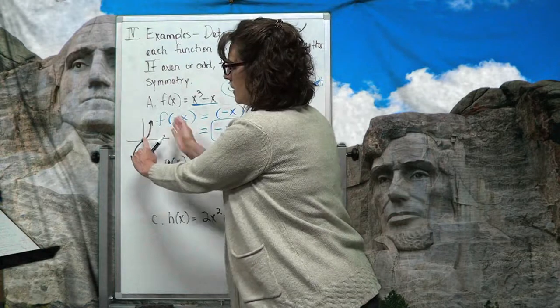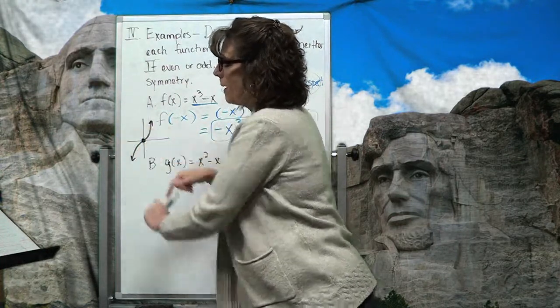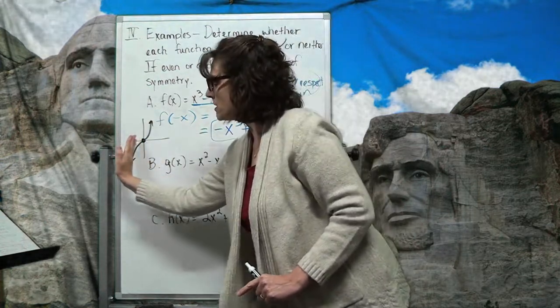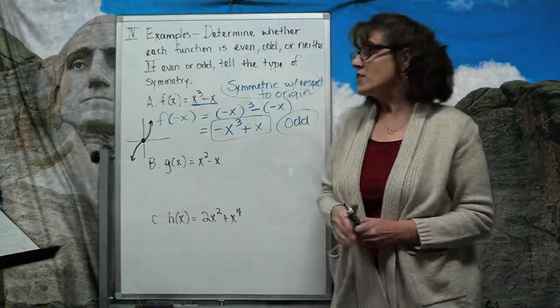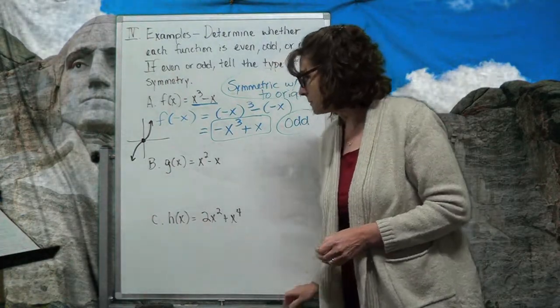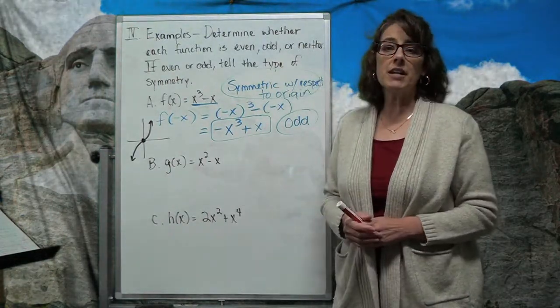If I would put a pin here and spin it around that pin, this part up here would spin right down there. And this part down here would spin right up there. And so yes, that does create symmetry with the origin. This does make sense. Now, let's take a look at the next example.